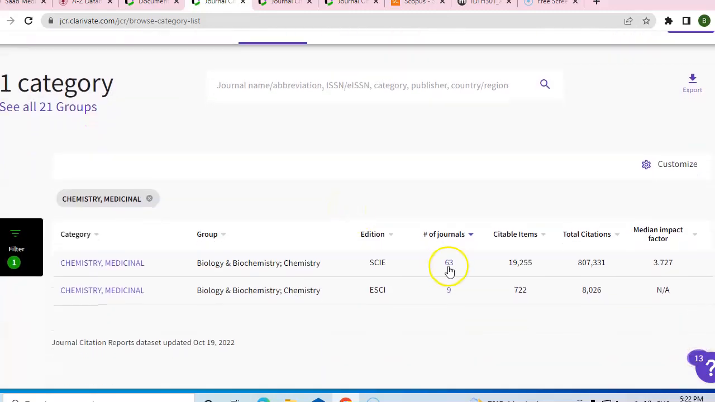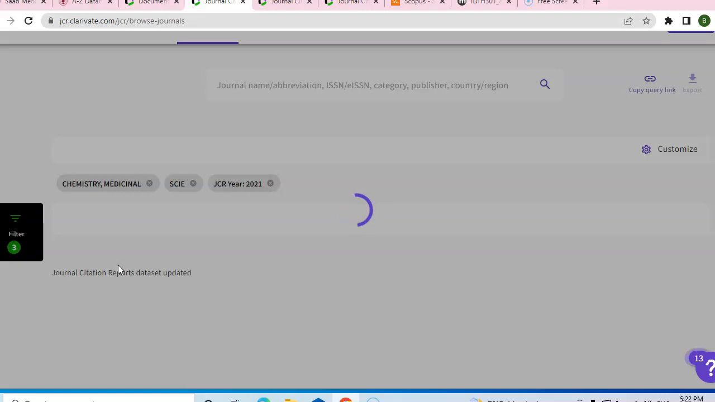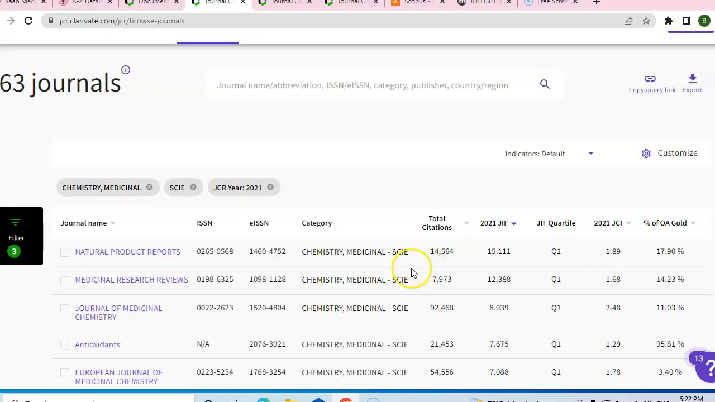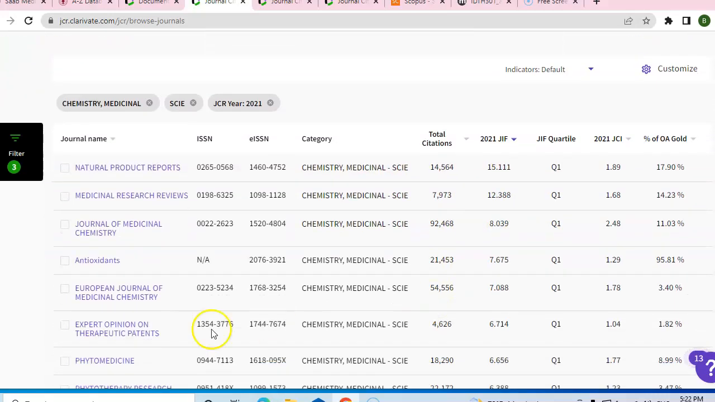And we obtain 63 journals. And their impact factor is 15, 12, and many others. So this is it for the third question.